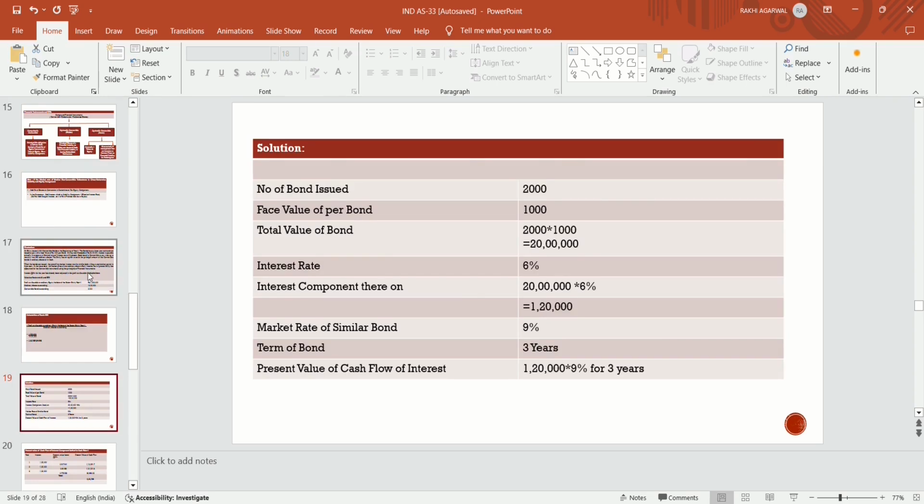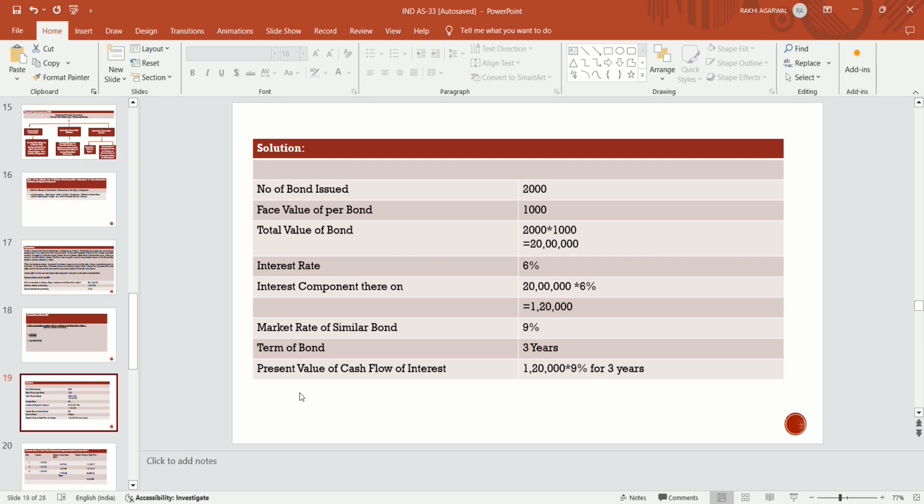We have to check the bond details. Number of bonds issued is 2000. Face value per bond is 1000. Total value of bonds is 2000 into 1000, so it becomes 20 lakh. Interest rate is given in the question, 6%. Interest component thereon is 20 lakhs into 6%, so it becomes 1,20,000 each year. That is the interest component. Market rate of a similar bond is also given, that is 9%. Term of the bond is also given, 3 years.